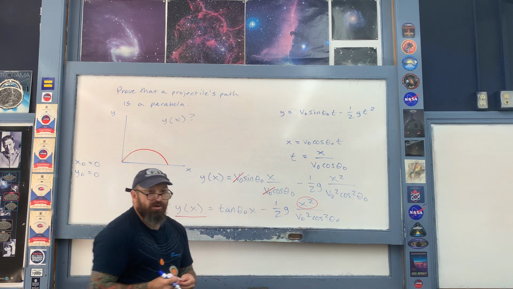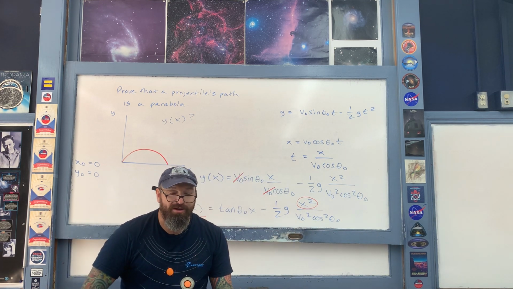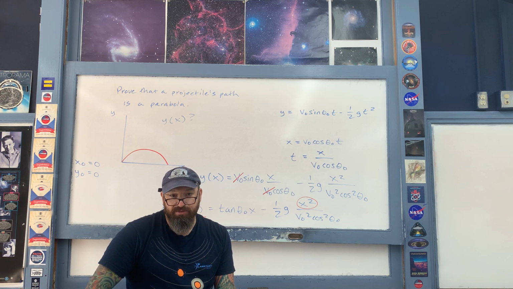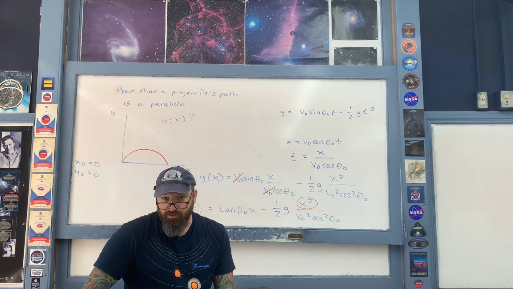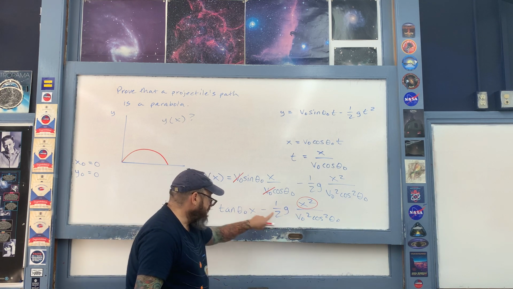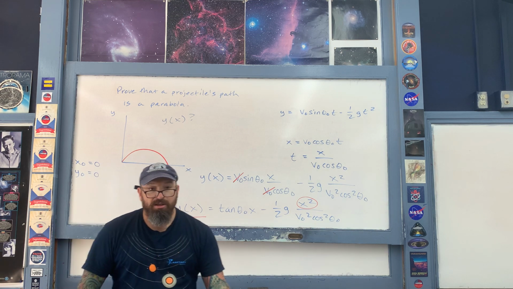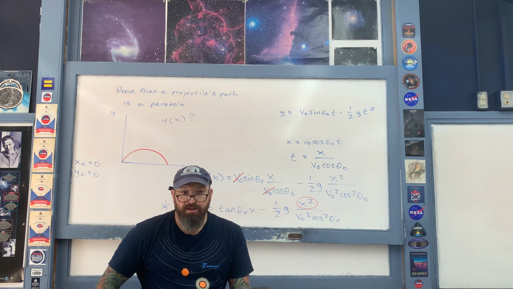And now take a look at this right here. Notice, of course, that it's a quadratic. It's a function of x squared. So then therefore, if it's a quadratic, this then means that the graph associated with this function is in fact a parabola. The quadratic term is negative, therefore the parabola opens downwards. So we have now successfully proved that a projectile's path is a parabola.